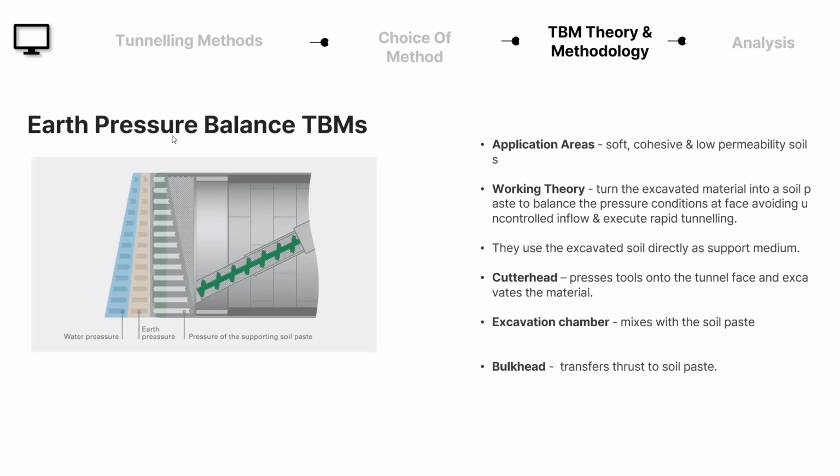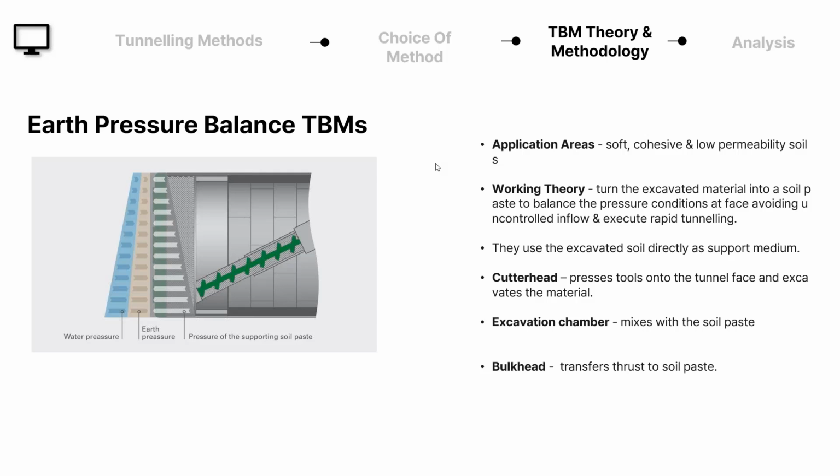The next type is the earth pressure balance TBM. Although the purpose is the same, the application area is extremely different as compared to the slurry TBMs. The EPBs, or earth pressure balance TBMs, are very specifically applicable to soft or cohesive soils or soils which have extremely low permeability. The working theory is basically that the machine turns the excavated material into a soil paste by using some binders or reagent, and that paste balances the pressure conditions at the face, avoiding uncontrolled inflow of water, or it can also execute rapid tunneling.